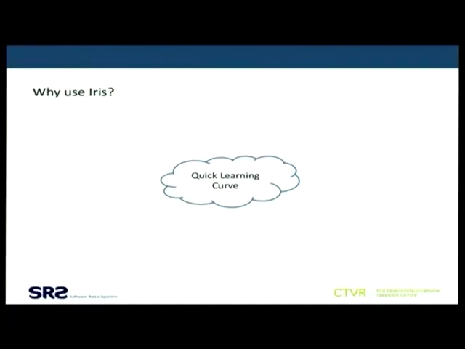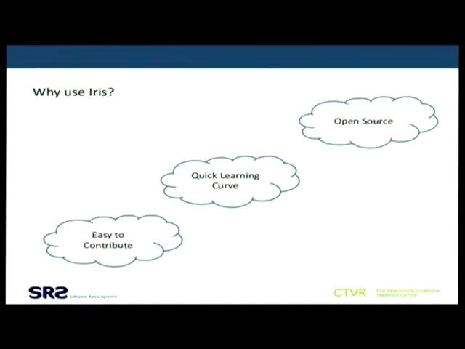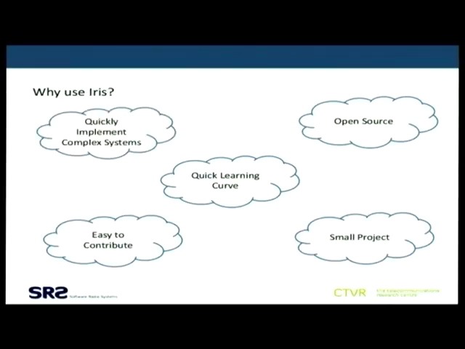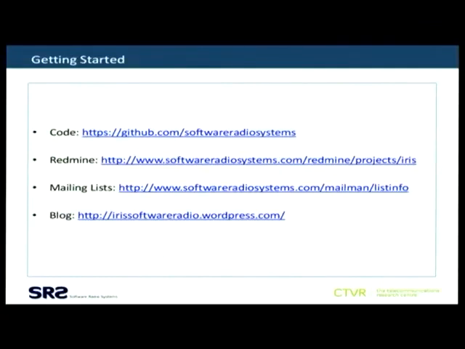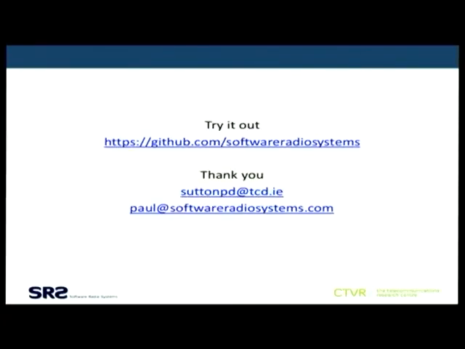So why use Iris? It's a fairly quick learning curve. It's open source, very easy to contribute to. It's still quite a small project, and it's very easy to quickly implement fairly complex systems. The code is on GitHub. We've got Redmine and mailing lists, and of course the blog, so feel free to check it out and let me know what you think.